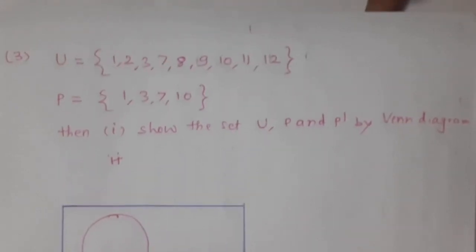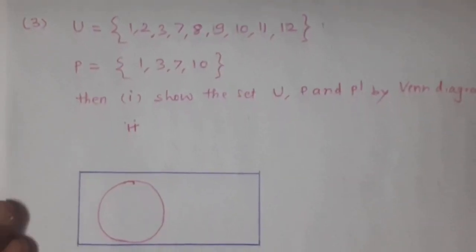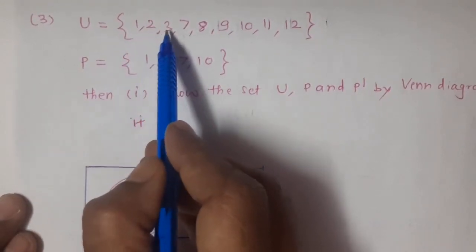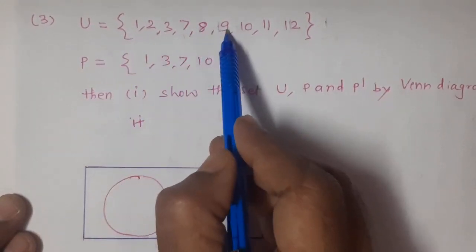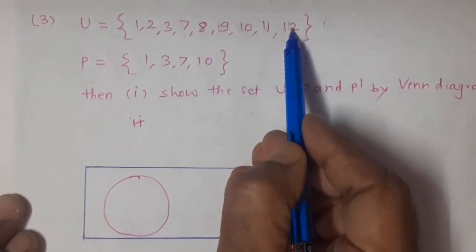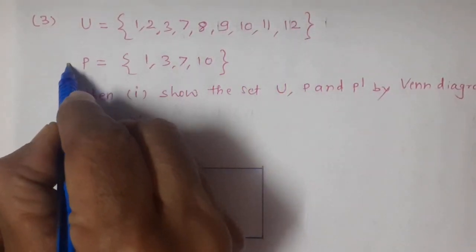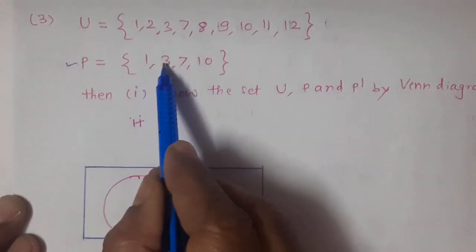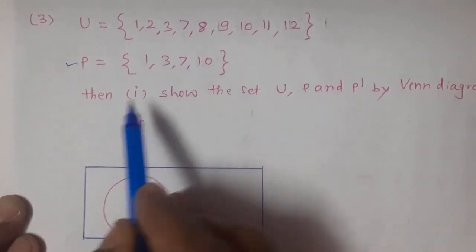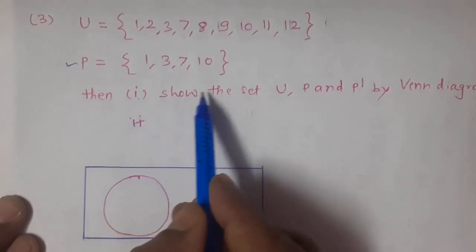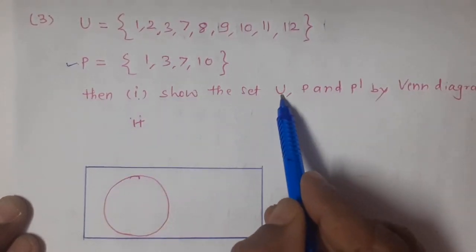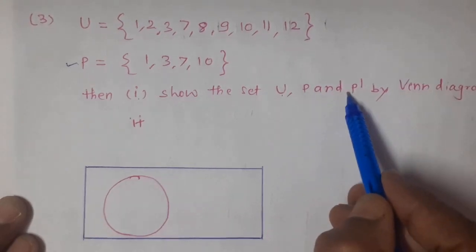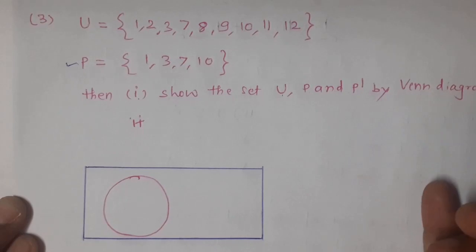Then we move towards the third example, in which the universal set is given as 1, 2, 3, 7, 8, 9, 10, 11, 12, and P is a subset which comprises the values 1, 3, 7, 10. First you have to show the set U and P's complement by Venn diagram.